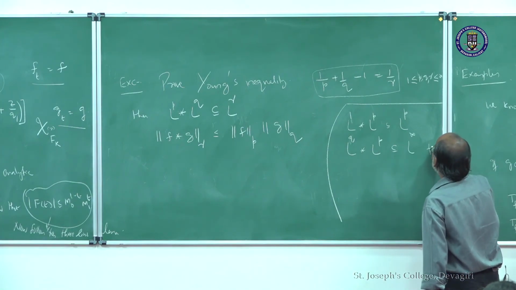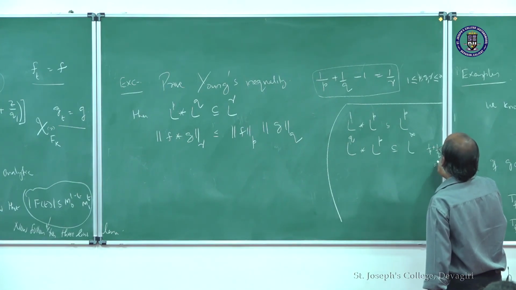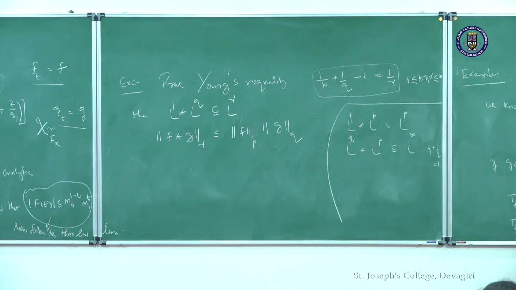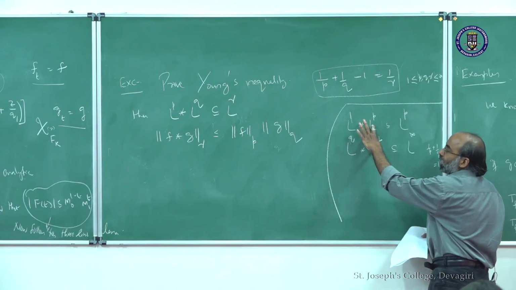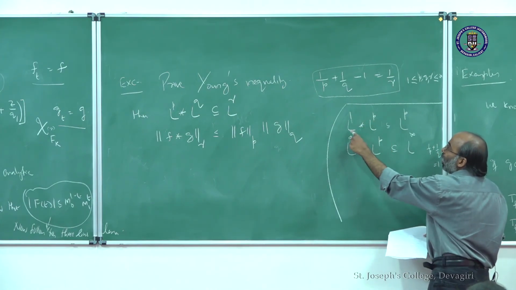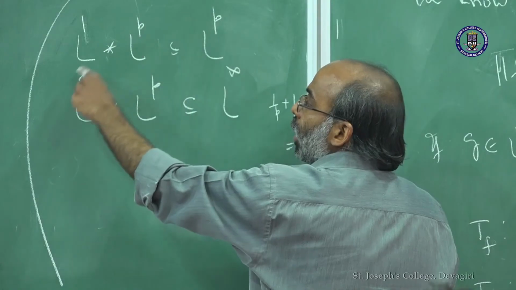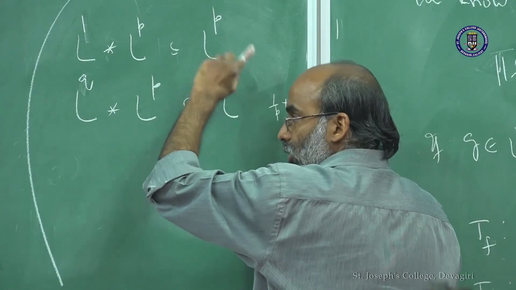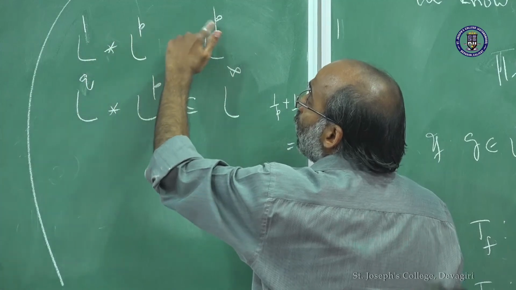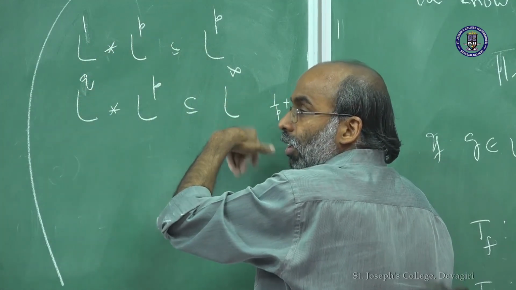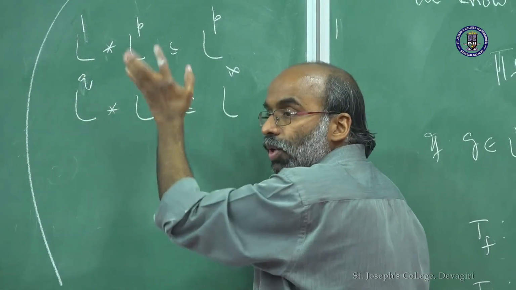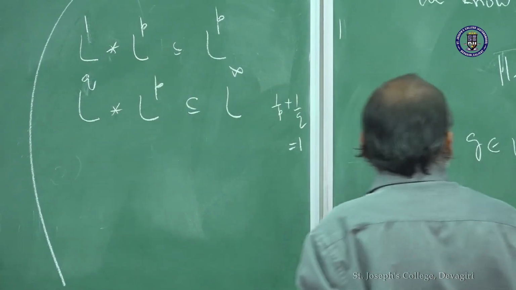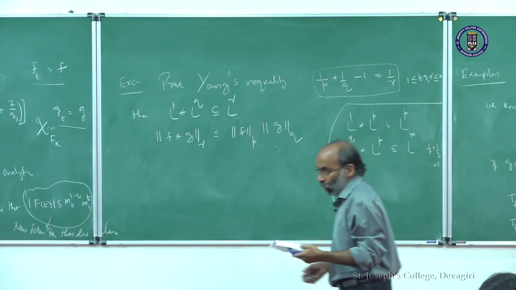where 1/p + 1/q = 1. That also we know by Holder's inequality. So you can fix a function in L^p. Consider the operator from L^1 to L^p, L^q to L^infinity, that will be bounded. So I have (1,p) and (q,infinity), and join the line, you will get this, right? So whenever you have such situations, you can interpolate. So that's called Young's inequality.